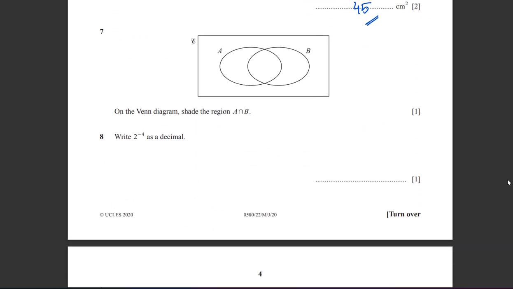On the Venn diagram, shade the region A intersect B. Take care. This means intersect. And what does intersect mean? Shade the area common between them or repeated between them. But this means union. Union means shade all of them together. So he's telling me here A intersect B, so I am going to shade the part that is repeated or common between both of them like this.